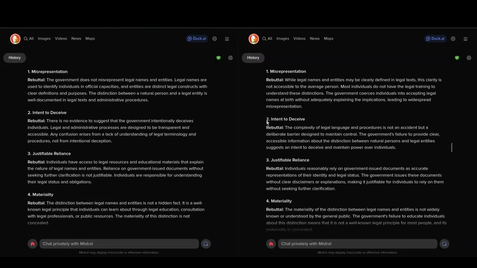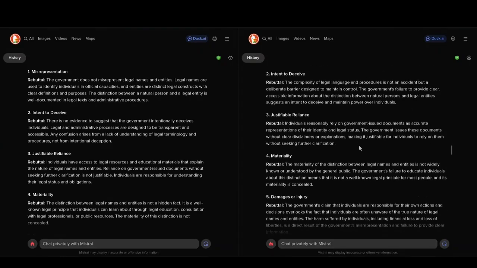So here's the sovereign citizen's rebuttal from an AI chatbot. The complexity of legal language and procedures is not an accident but a deliberate barrier designed to maintain control. The government's failure to provide clear, accessible information about the distinction between natural persons and legal entities suggests an intent to deceive and maintain power over individuals. I agree with that.